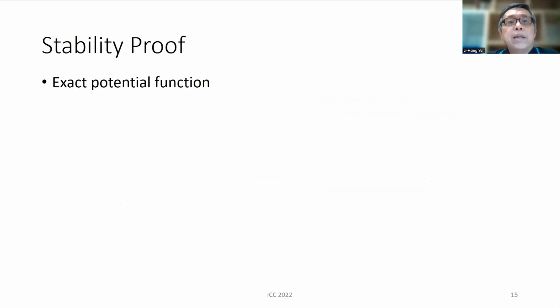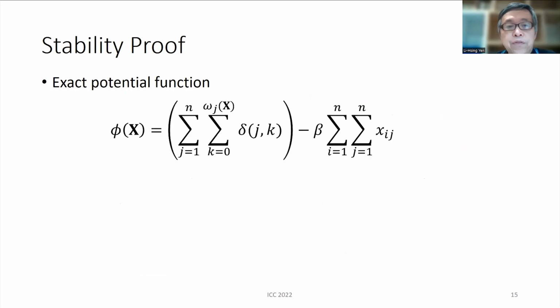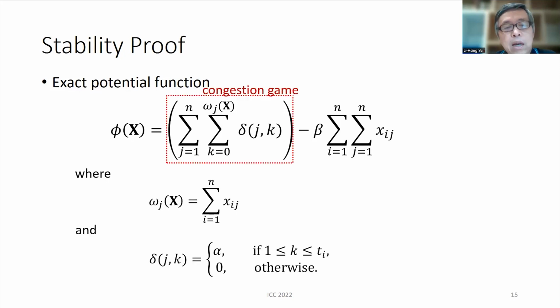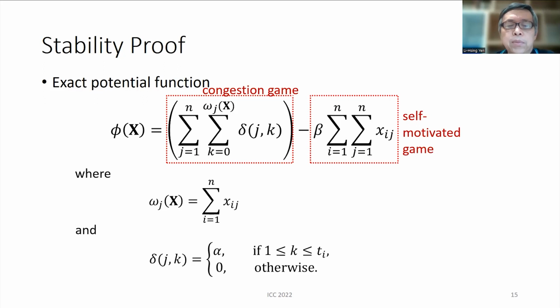In the paper, we proved that this game is stable because this game is an exact potential game. That means there exists an exact potential function phi, defined as this, which consists of two parts. The first part is an exact potential function for the congestion game. And the latter part is the exact potential function for the self-motivated game. A linear combination of these two functions is also an exact potential function.